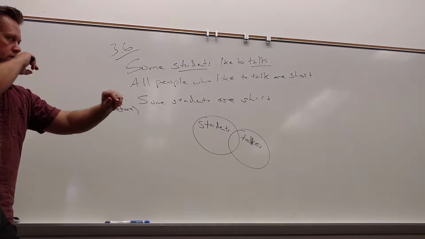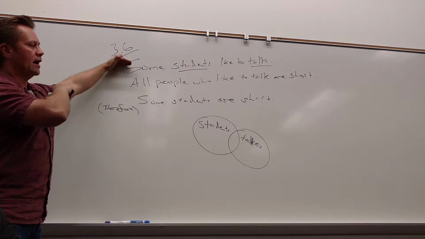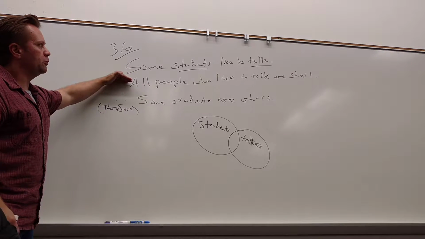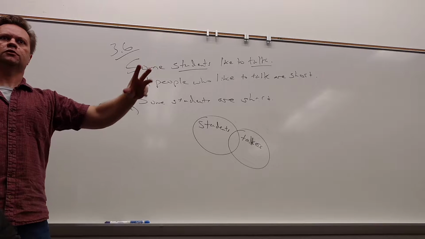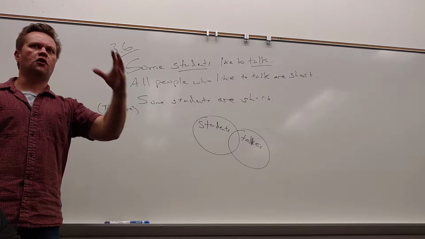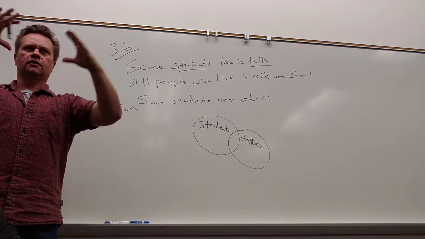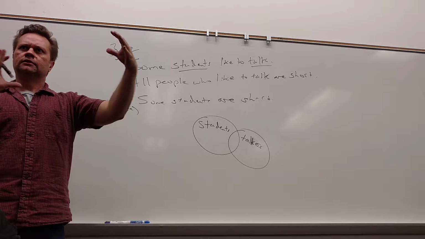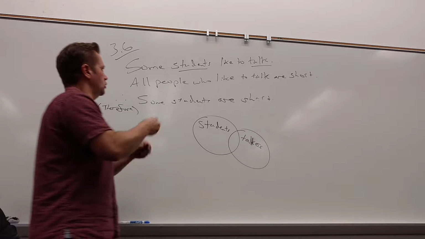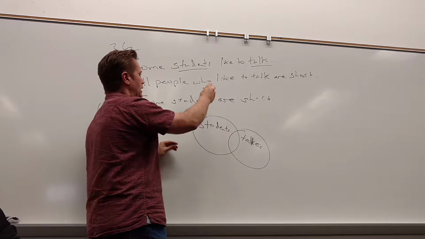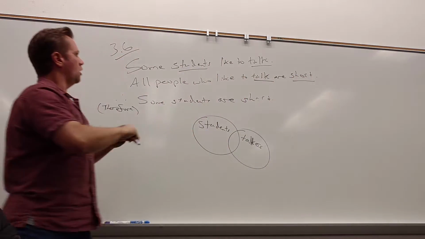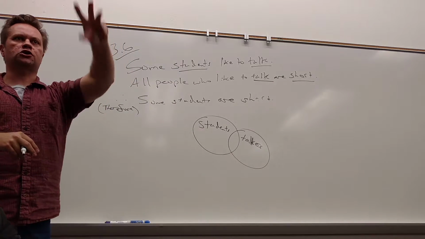But, all right, some students like to talk. That statement is represented with those circles. All people who like to talk are short. Anytime you see an all, what do you think it's going to mean about the circles? If all of these people are this, then the circles have to be not the same. They could be, maybe. So which one should be inside the other one? The talkers or the short people? All people who like to talk are short.